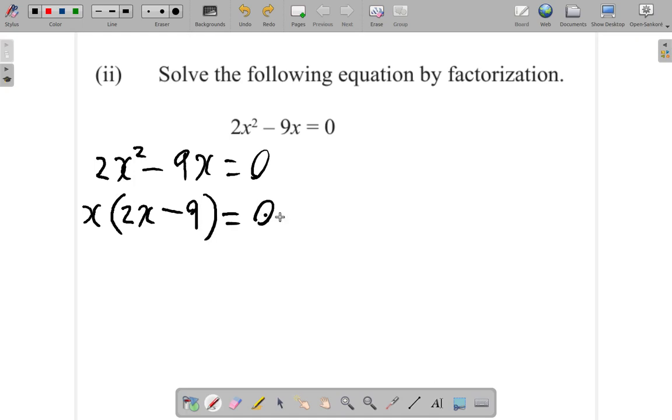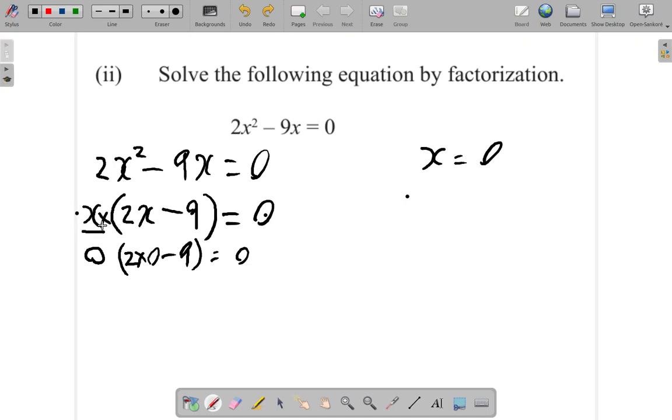Now, it asks you to solve. So you're going to find out what x is equal to. Now, there are two possibilities. x here can be 0 because 0 times a number is 0. If this is 0 times 2x minus 9, it will give you 0 times negative 9, which is 0. So x can be 0. Alright? x itself can be 0.